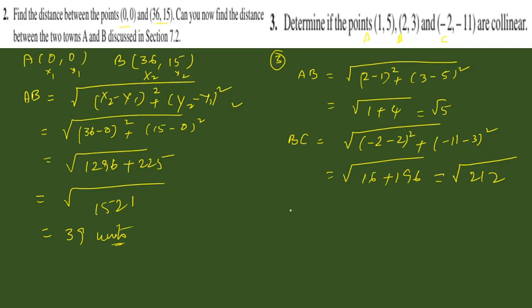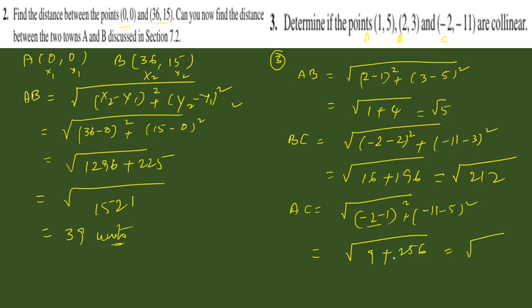What about AC? Now AC will be (minus 2 minus 1) whole square plus (minus 11 minus 5) whole square. Now if I further try to solve this, this is minus 3 square, 9, this is 16 square, that is 256. So 9 and 256 will come out to be 265.